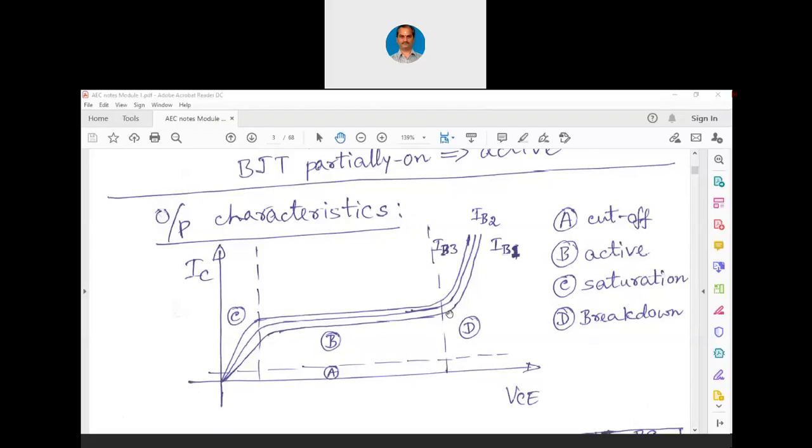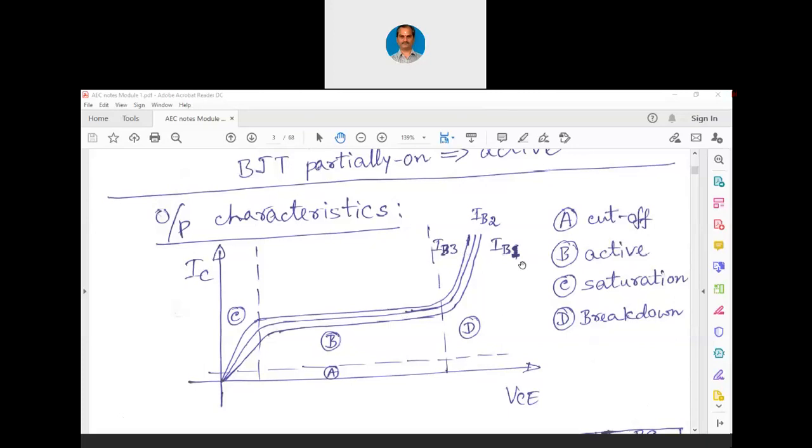This region D is a breakdown region, wherein if VCE is much larger, the device may not withstand the voltage across those two junctions, and the transistor will simply burn out, or it will simply break down, where the current will suddenly increase and the transistor will become a short circuit there. That is called the breakdown region, which is a dangerous region, beyond which the switch will not work at all, or the device will not work at all.